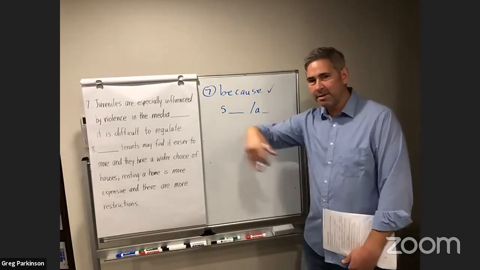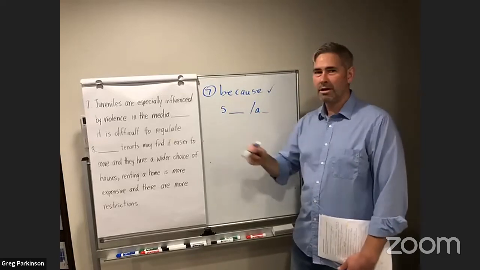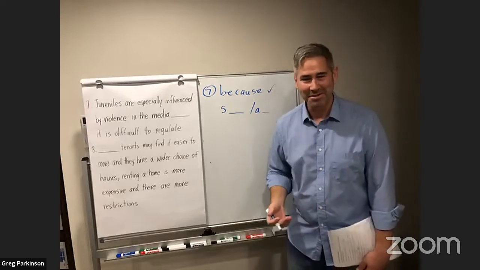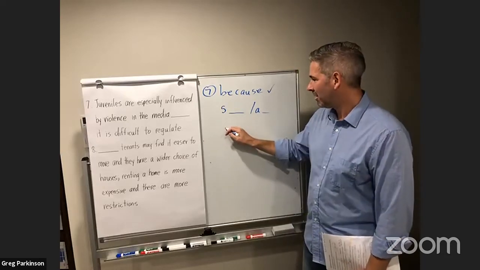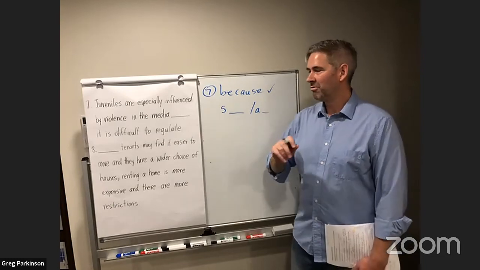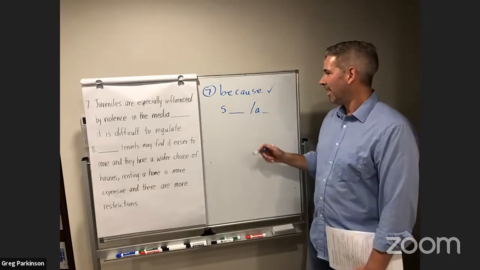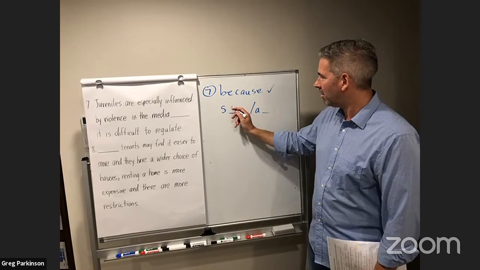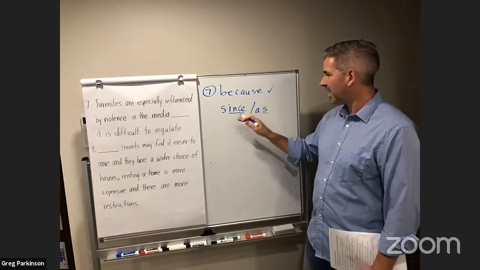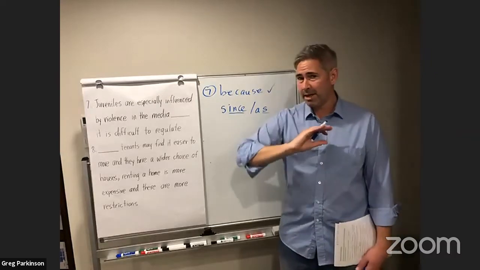So again, this is where I think you should start trying to mix up the use of because. There we go, I'm using because too often. Okay, just thinking ahead to due to. In this case, since and as would be interchangeable.